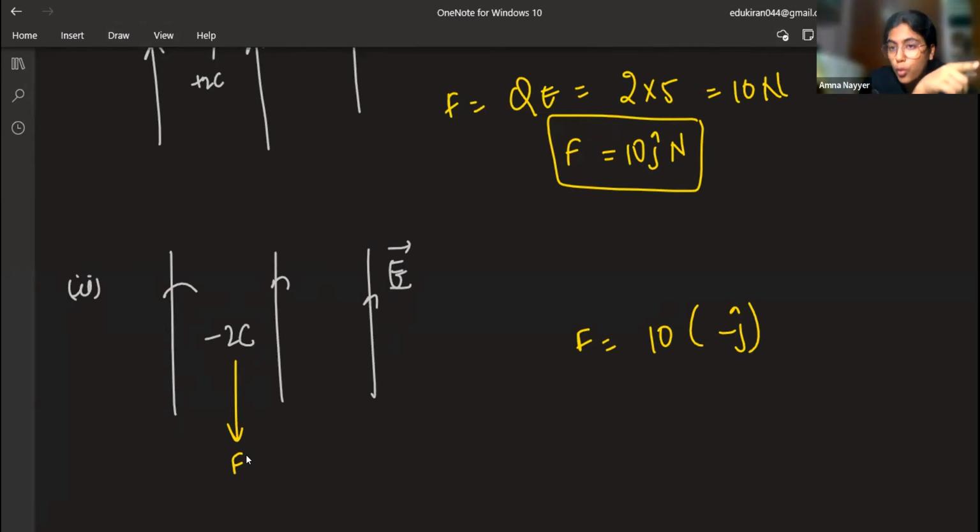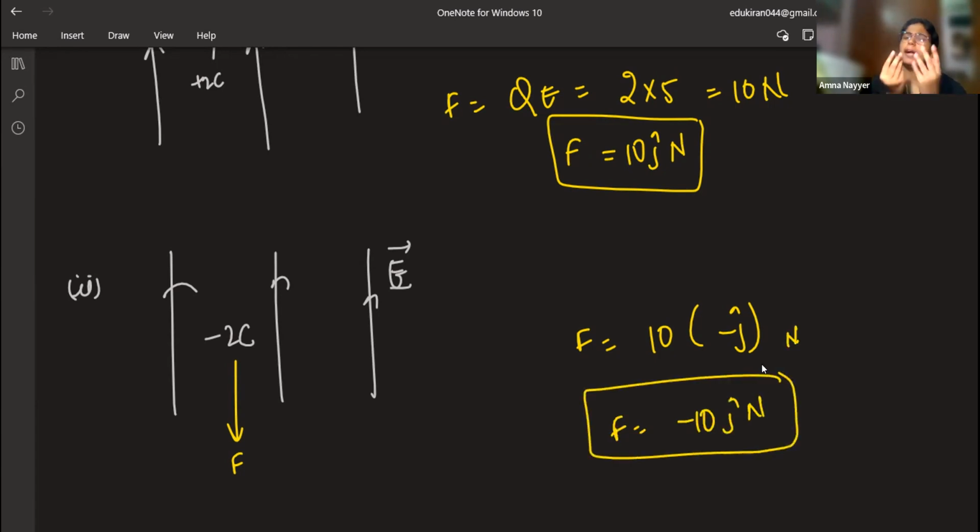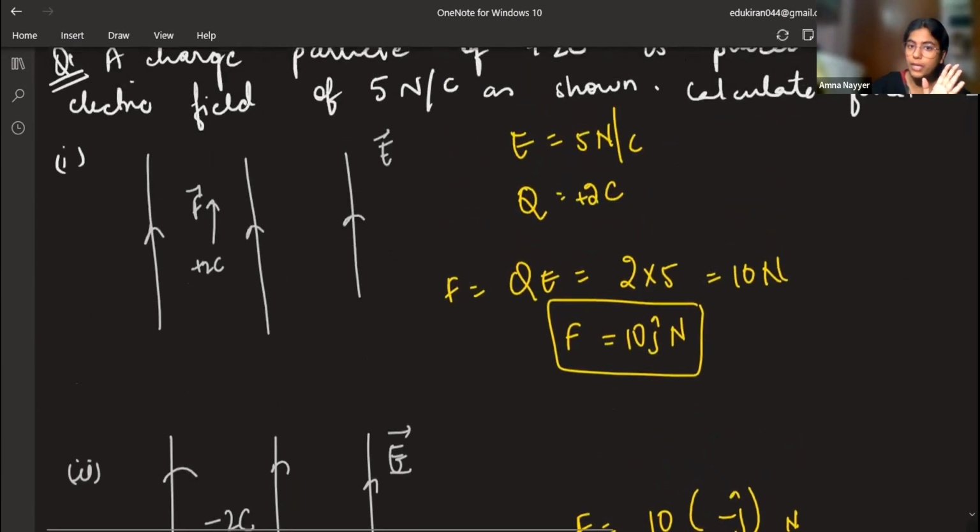So initially it was along the electric field. Now this will be in the opposite direction of electric field. So upwards was J cap, so downward is going to be minus J cap. So F is minus 10 J cap Newton. This is the answer. That's it. Magnitude will remain the same. Electric field is 5, charge is 2, so 5 into 2, that is 10. Fine. Copy this question. Some more questions we'll see that will be different from this part.